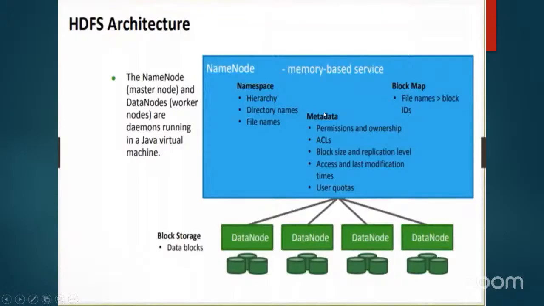If the master node fails, then we are having another secondary name node. It would always be in an idle state. Whenever the master fails, that will come into the picture.